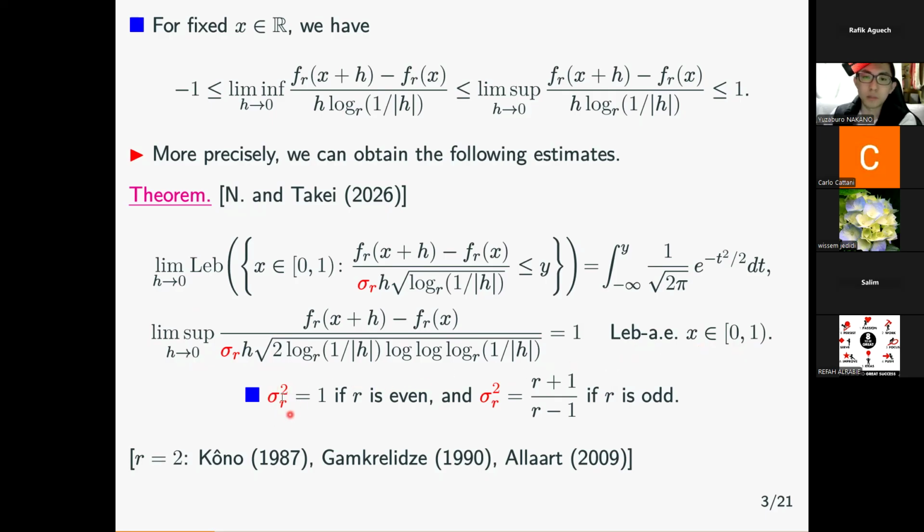And then sigma r is 1. Sigma r squared is 1 if r is even, and sigma r squared equals (r plus 1) over (r minus 1) if r is odd. So the modulus of continuity of f_r depends on the parity of r.